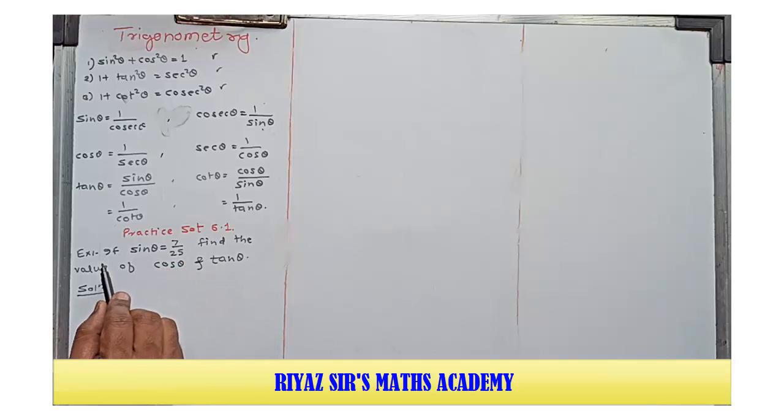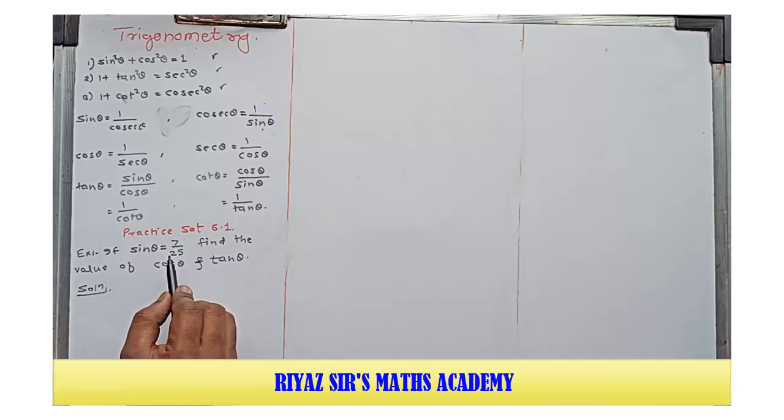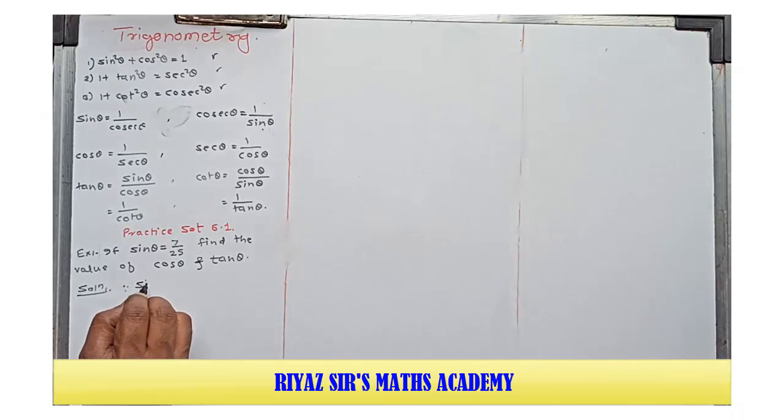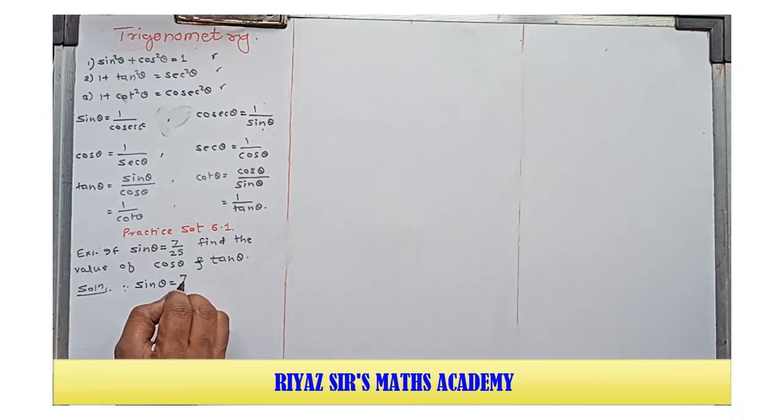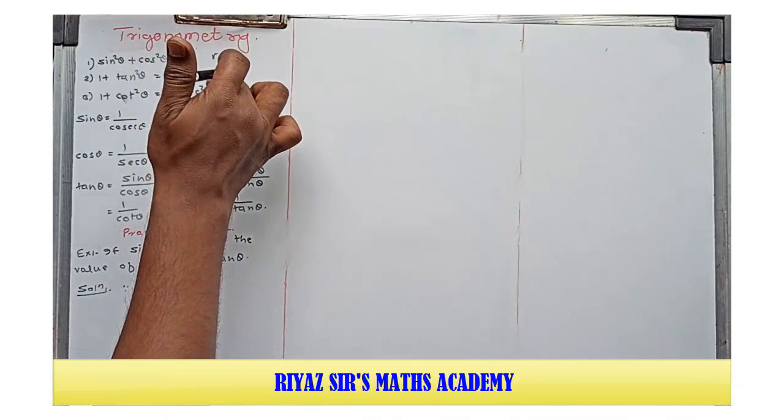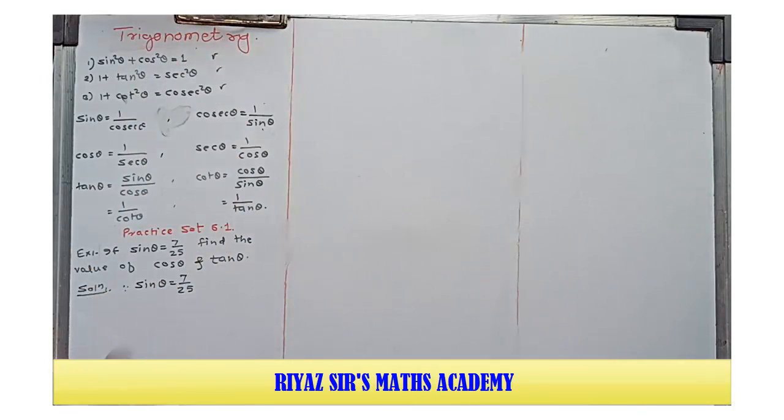So the first example from that practice set is: if sine theta is equal to 7 upon 25, find the value of cos theta and tan theta. Here the value of sine theta is given as 7 upon 25, so we write that value first. Sine theta is equal to 7 upon 25, and we have to find cos theta. So by using these identities we can find cos theta.